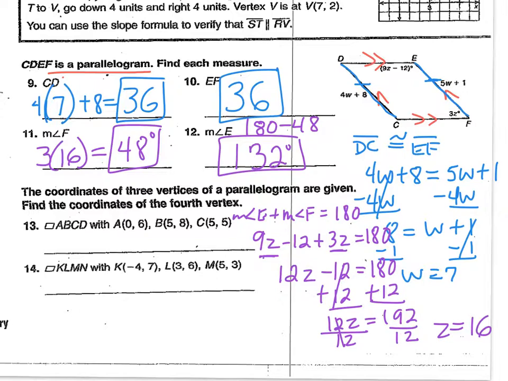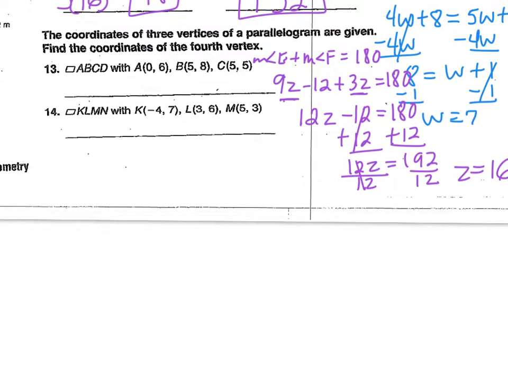Now for number 13, let's plot those points. It seems like this is in the first quadrant. So it's 0, 6: 1, 2, 3, 4, 5, 6. This is point A. Point B is 5, 8: 1, 2, 3, 4, 5, 6, 7, 8. And C is 5, 5.